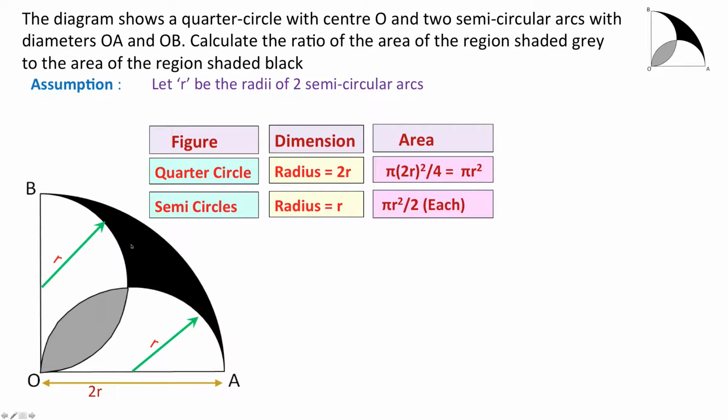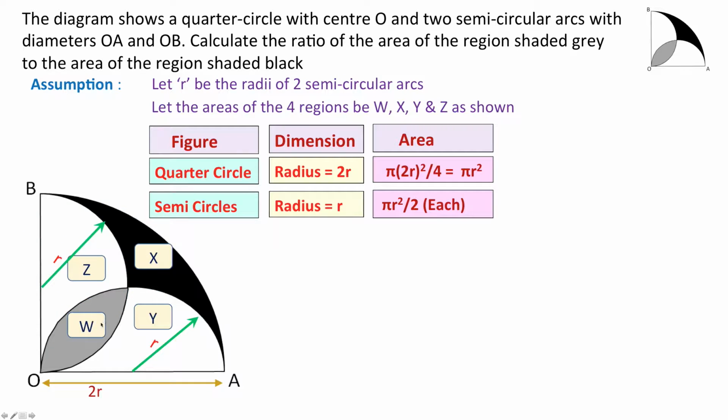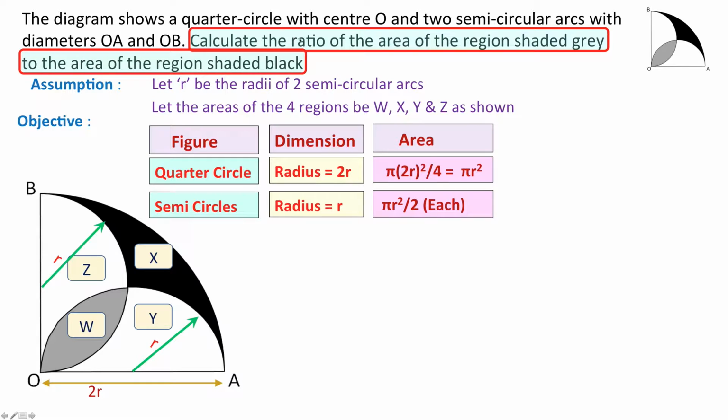So let's use the problem that we have solved in coming back to solving the problem at hand. So we talked about these four regions. Let's call them W, X, Y, and Z. W is this gray region, X is this black region, Y and Z are the two identical white regions. Now let's rephrase our objective. Our objective is to calculate the ratio of the area of the region shaded gray to the area of the region shaded black.